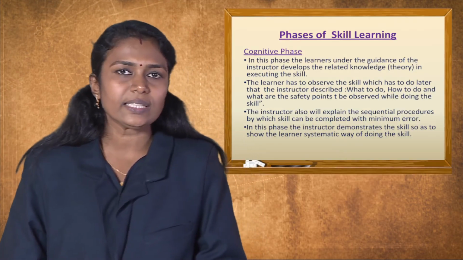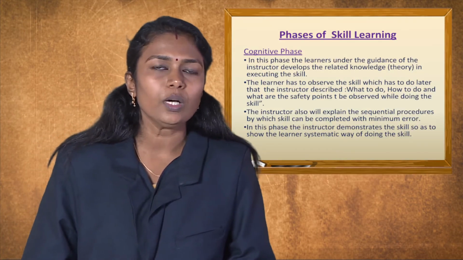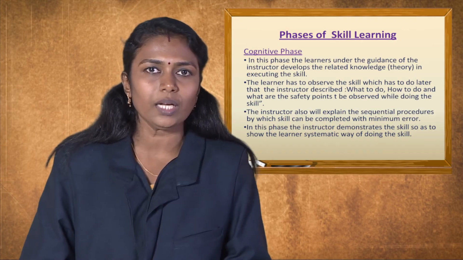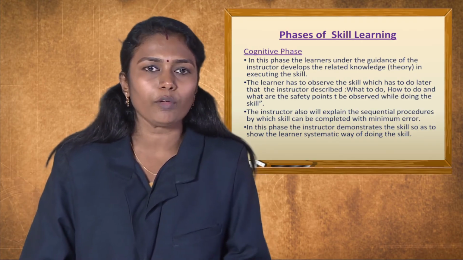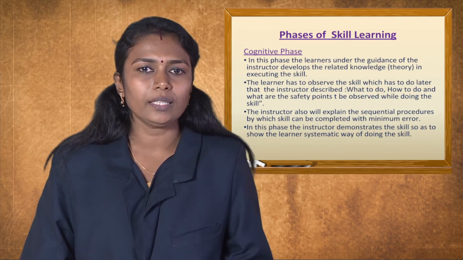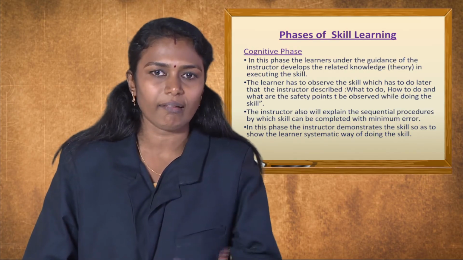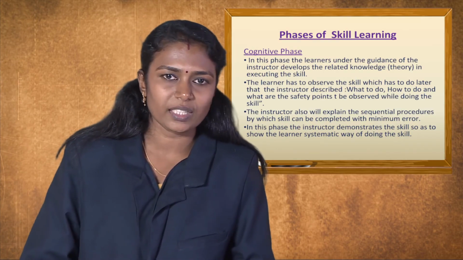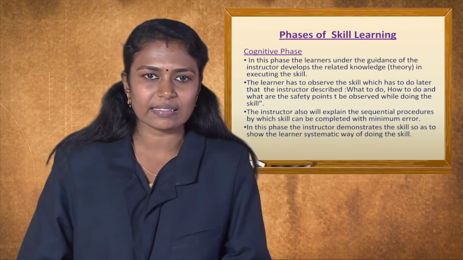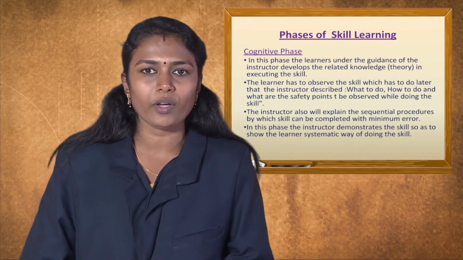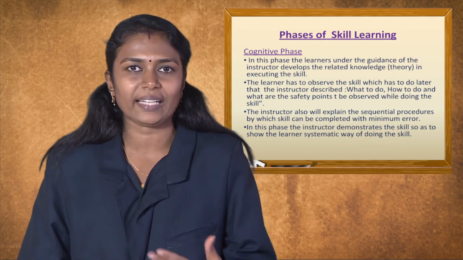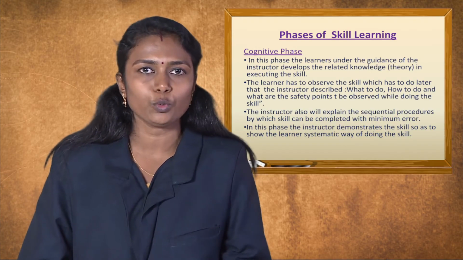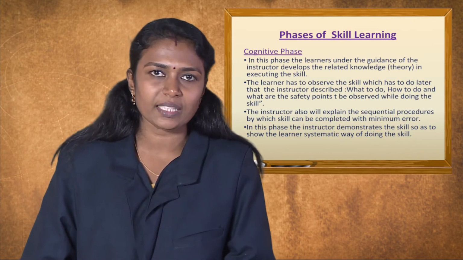So, in the cognitive phase, the instructor has to give systematic training to the trainees. It is the role of the instructor to explain what is to be done, how to do the skill, and what safety points are to be observed while doing or practicing the skill. Everything has to be explained in a systematic manner.